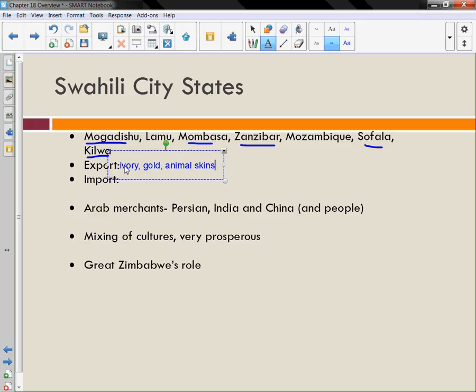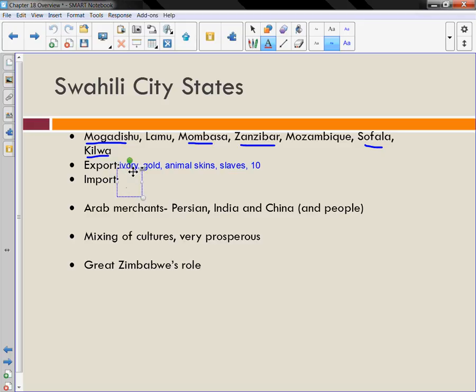But the biggest thing that they exported was slaves. From 600 to 1450, over 10 million Africans were exported from the east coast of Africa. And typically, we usually think of the slave trade as happening on the west coast, but this shows that it was already happening on the east coast.